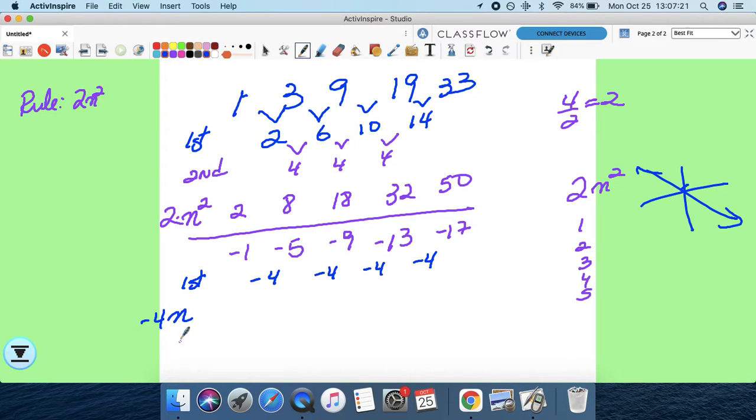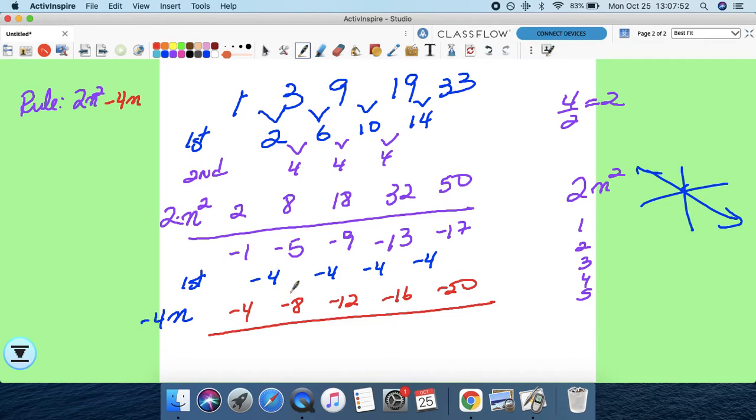Well, plug in 1, plug in 2, plug in 3. Negative 4 times 1 is negative 4. Negative 4 times 2 is negative 8. Negative 4 times 3 is negative 12. Negative 4 times 4 is negative 16. And negative 4 times 5 is negative 20. We're going to subtract. So I can add here minus 4n is part of my rule. But I don't want negative 4, negative 8, negative 12, negative 16, negative 20. I want negative 1, negative 5, negative 9, negative 13, negative 17.